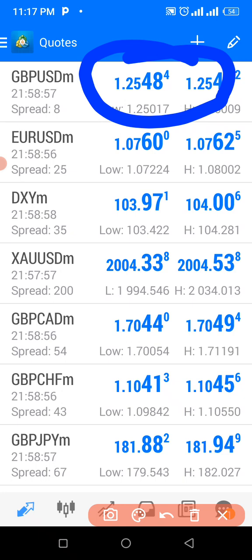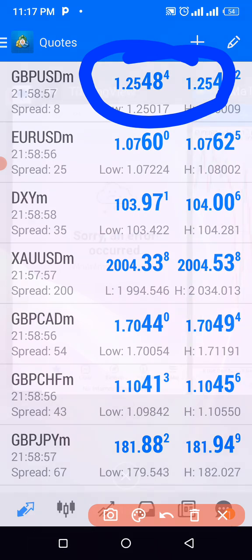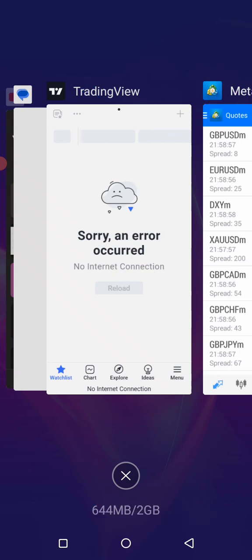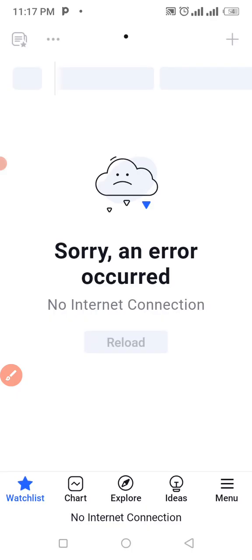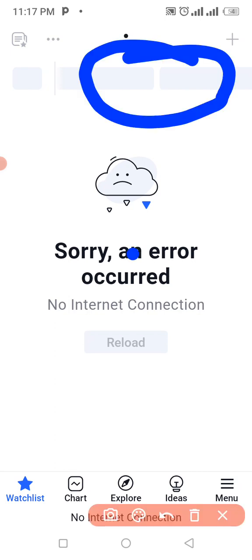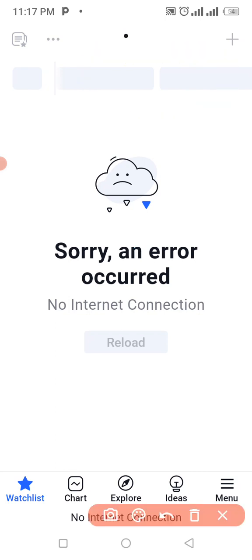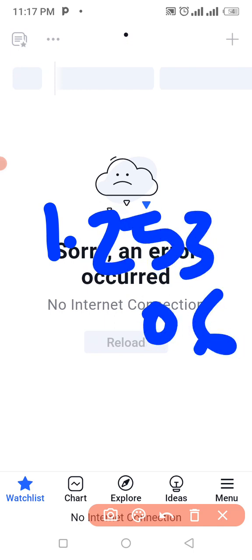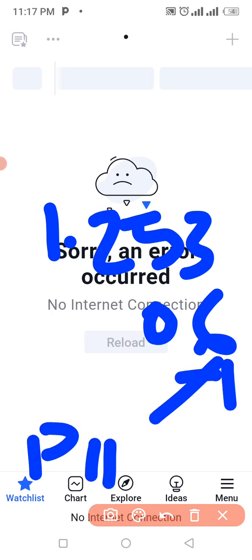Okay, sorry for that. For instance, if we have 1.25306, the 6 here is our pipette.